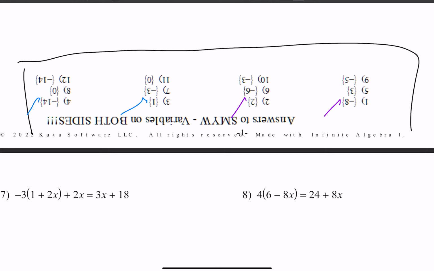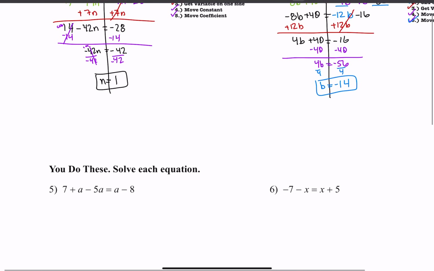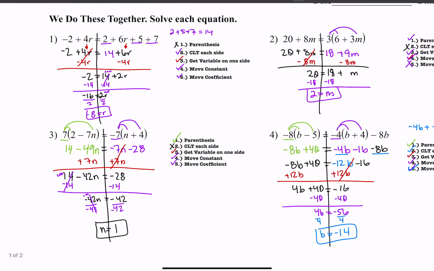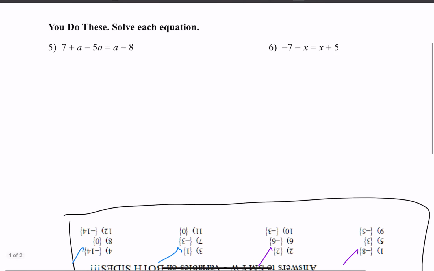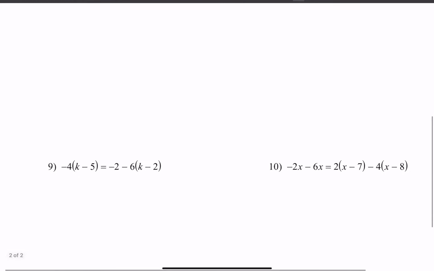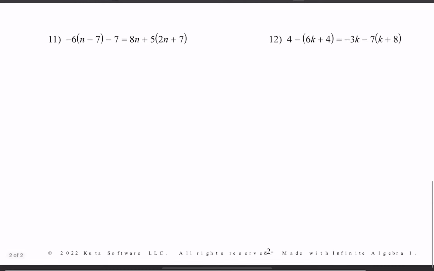Good, good. So the rest you're going to do on your own, okay? The first two that you do on your own are like number 1. Then the next two are more like number 2, and so on and so forth, okay?